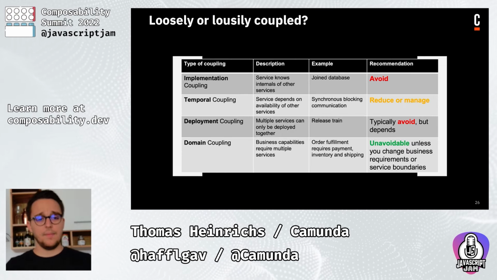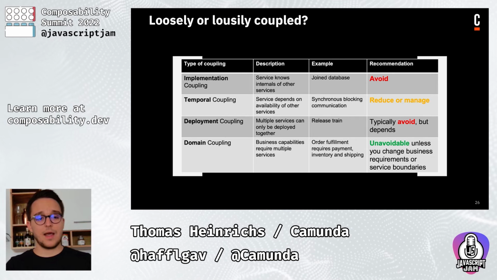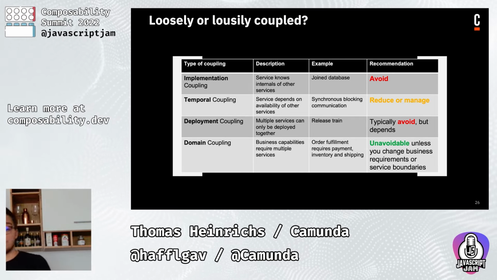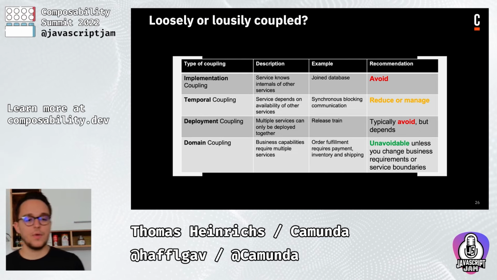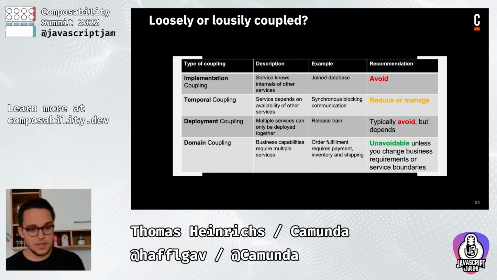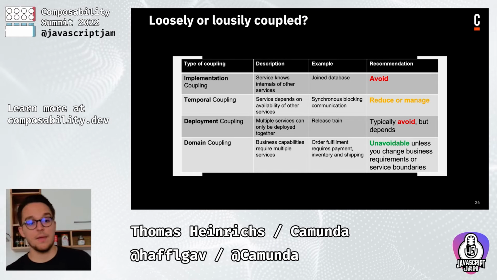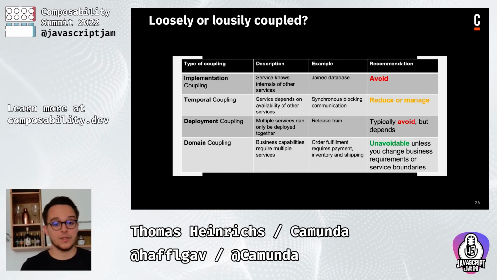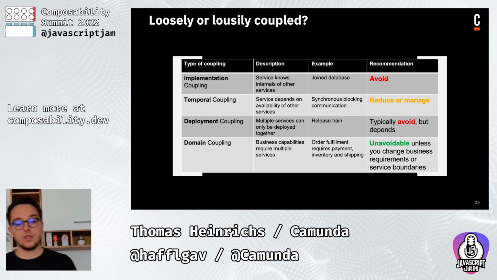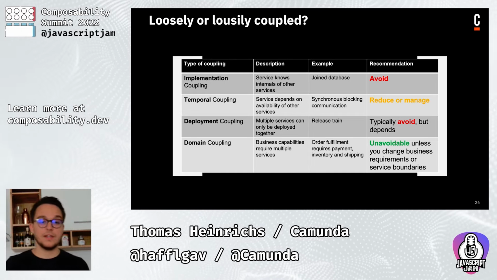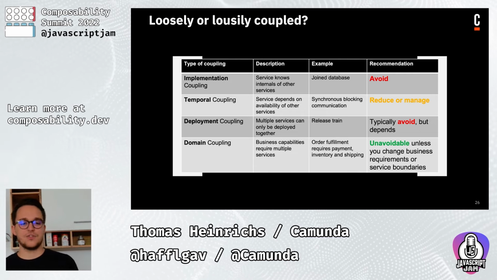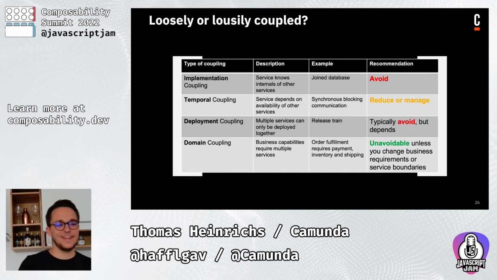Cool. As promised, next up I quickly wanted to talk to you about coupling in general. I differentiate between four types of coupling. First of all, there's implementation coupling, which occurs when, for instance, one service knows the internals of another service, say, a joint database. That's very clear, I guess. Always try to avoid this, right?